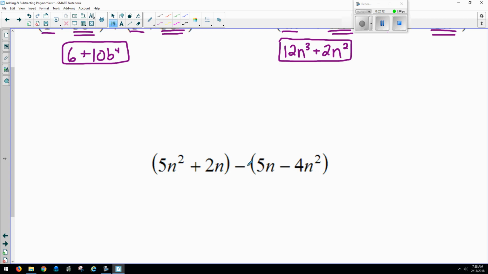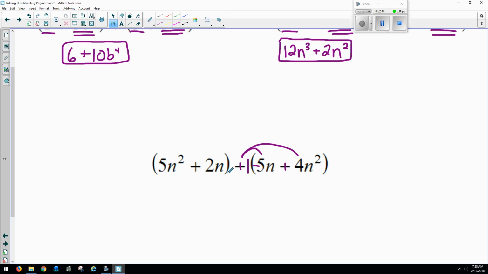This one is a little bit different because now I'm subtracting everything in the second set of parentheses. Because of that, you can think of this as being a -1 right here. So I'm really distributing this -1 to both terms. What I'm going to do is change this subtraction to addition, and I'm going to change every symbol inside the second set of parentheses here. So this becomes a minus and this becomes a plus.